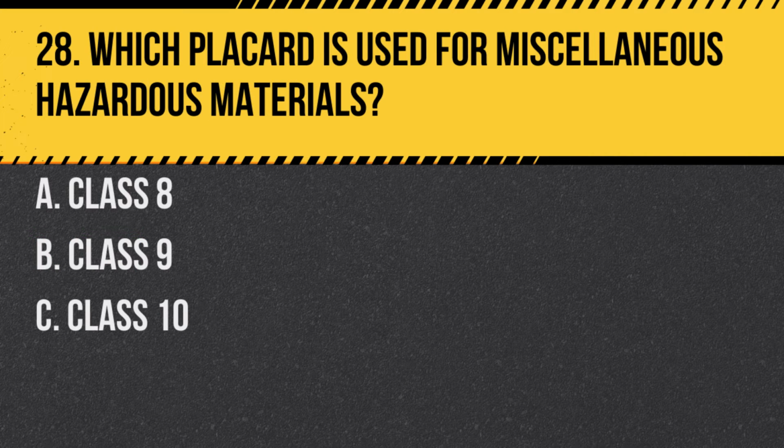Question 28. Which placard is used for miscellaneous hazardous materials? A. Class 8. B. Class 9. C. Class 10. Answer: B. Class 9. Miscellaneous hazardous materials fall under Class 9.